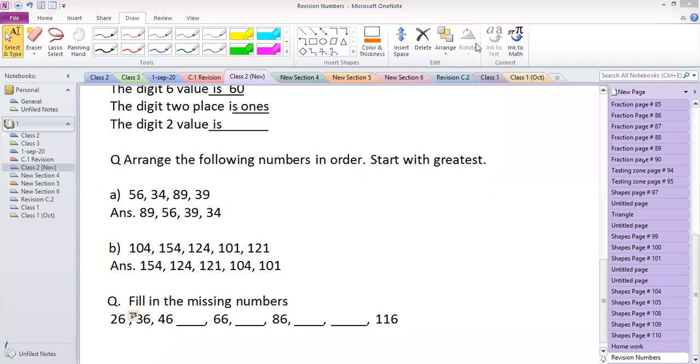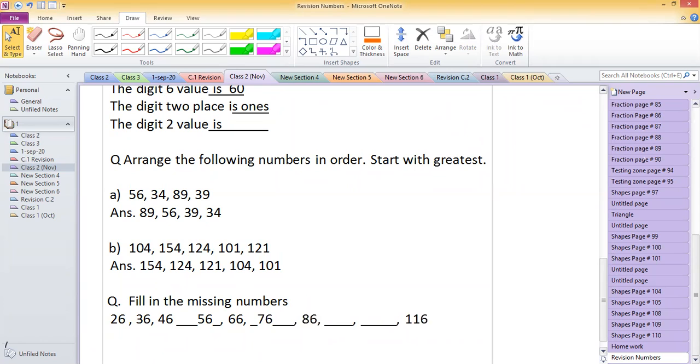And now I'm going to write the answer. You find it 26, 36. That is counting in tens. 36 plus 10, 46. So this 6 will remain same. You will add 1 here. It will become 56. After 66, add 1 here. 6 will remain same. 76. After 86, add 1 in 8, 9 and 6 will remain 6, 96. 9 plus 1, 10 and 6 will remain 6. This is the answer, guys. Very good. This was A.